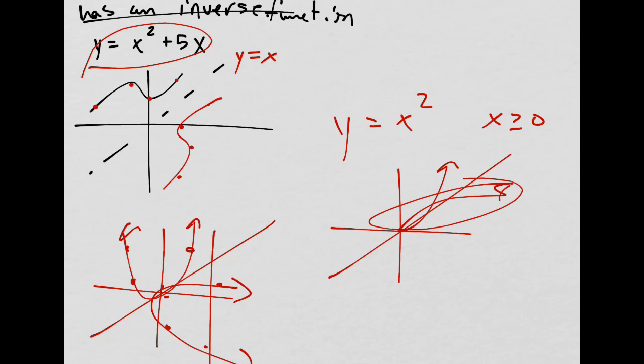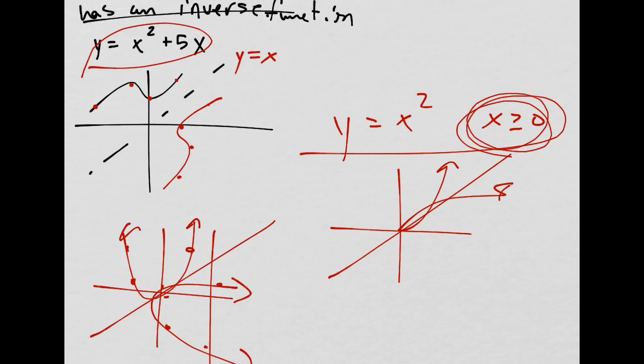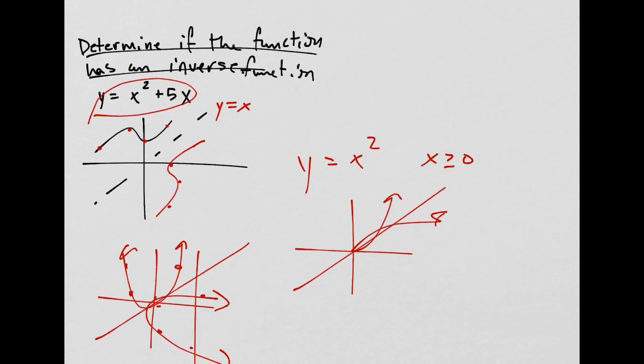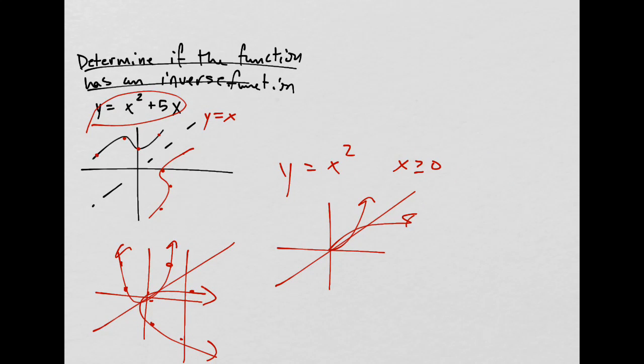So the second one is definitely a function. So it depends on some kind of restriction. If there is no restriction and your function doesn't pass the horizontal line test, it does not have an inverse. If it passes the horizontal line test, it does have an inverse. If you restrict the domain and then it passes the horizontal line test, yes, it has an inverse on that restriction.